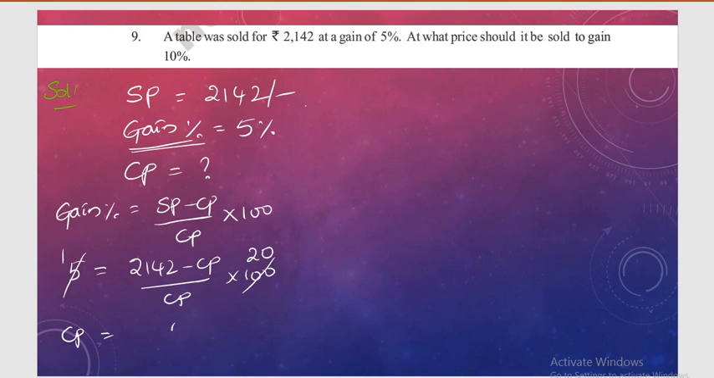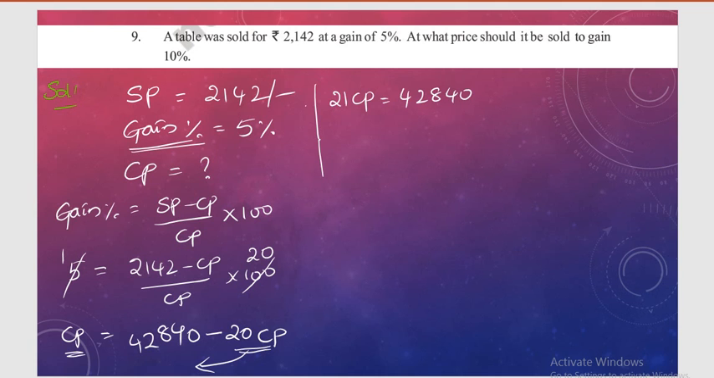How to multiply? Simply double it. 2 double is 4, 4 double is 8, 1 double is 2, 2 double is 4, followed by 1 zero. Minus, when I multiply by 20, 20 is multiplied with both terms, so I get minus 20 CP. When I transpose this 20 CP to the other side, it becomes 21 CP, because 1 CP is already present. So 21 CP is equal to 42840.